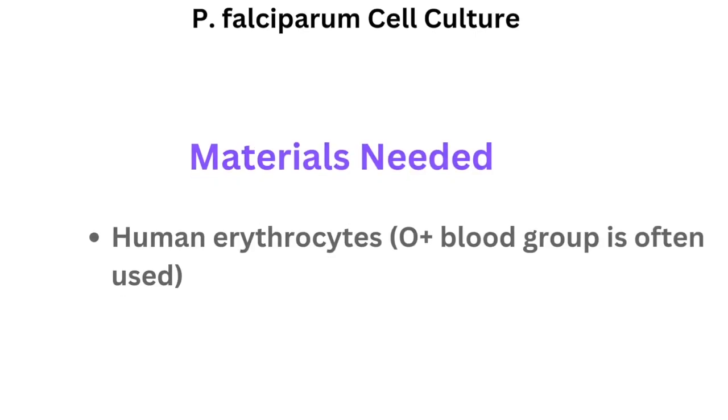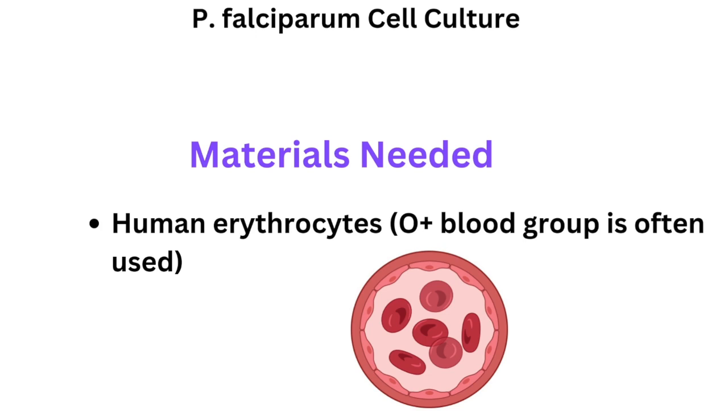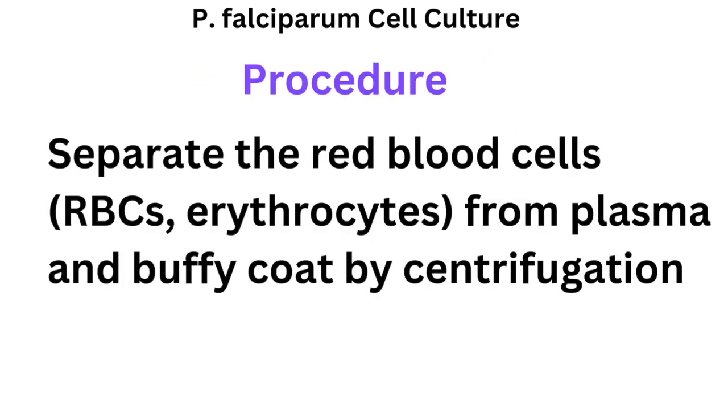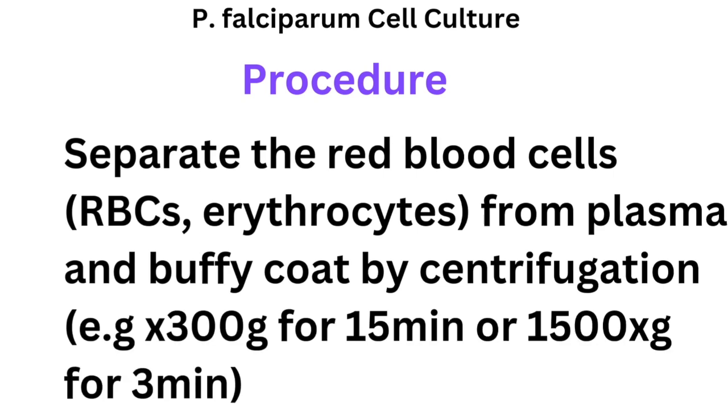The materials that we need: human red blood cells, erythrocytes. O plus blood group is often used, and you're going to need your RPMI media. You let the blood sit for a couple of days in the fridge, then you go ahead and separate it via centrifugation so that you can get rid of the plasma and the buffy coat, which are the white blood cell components.